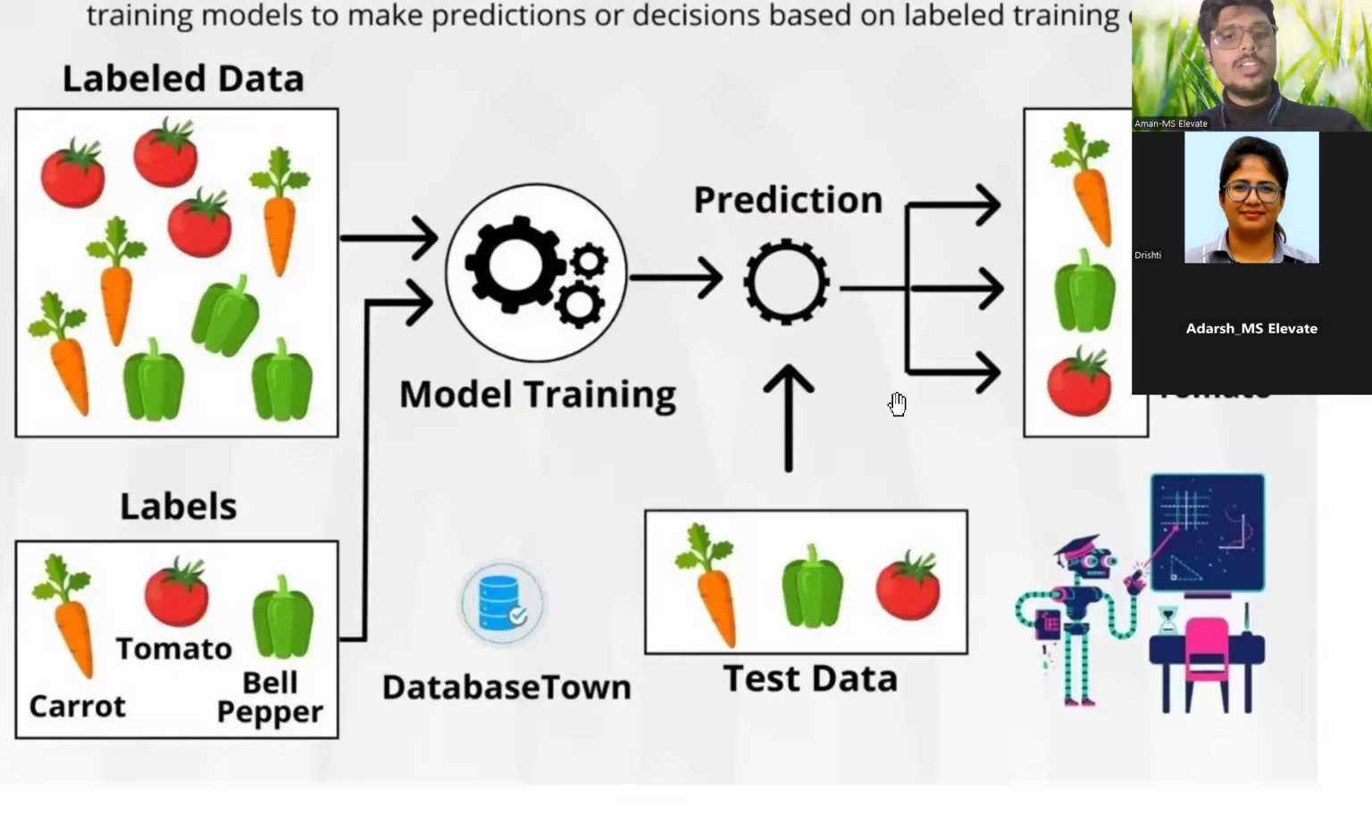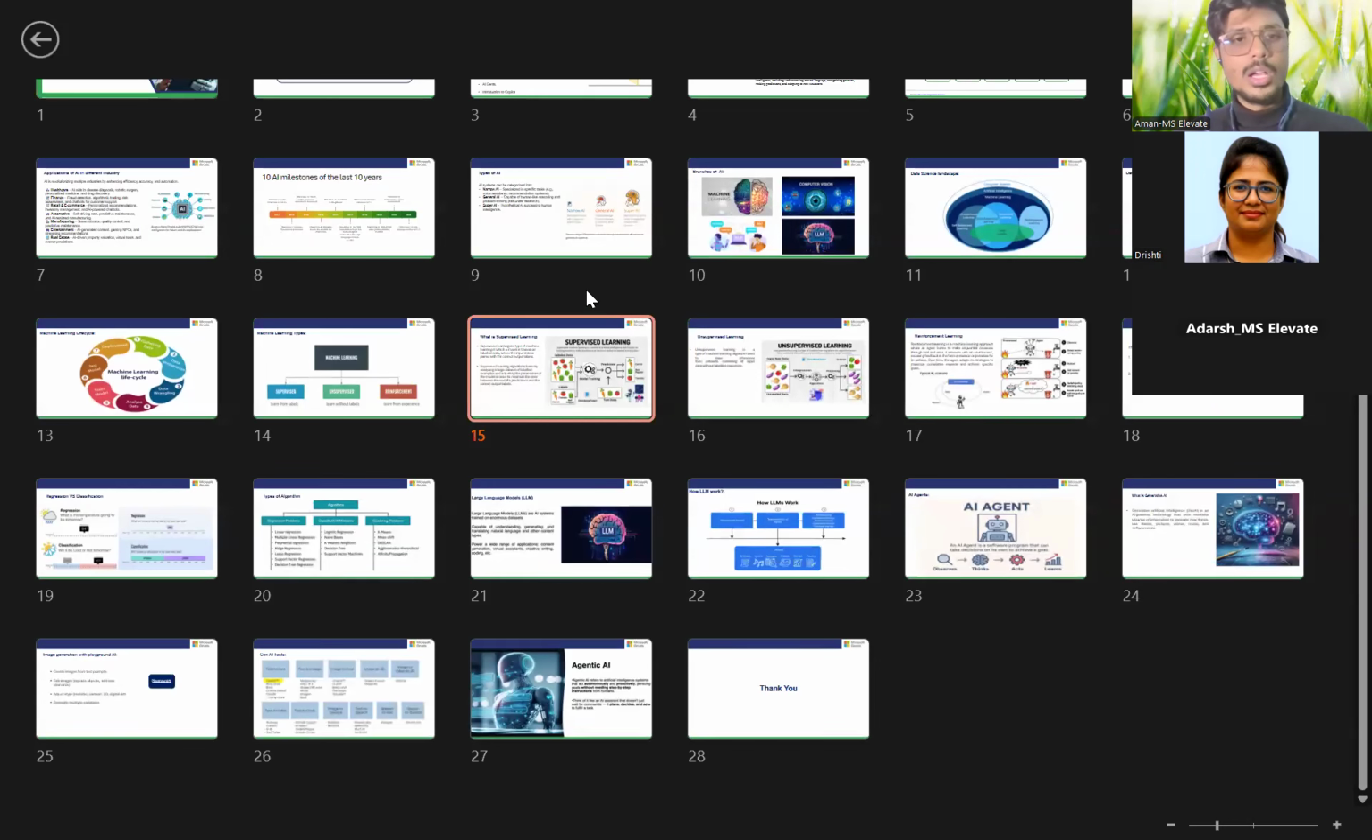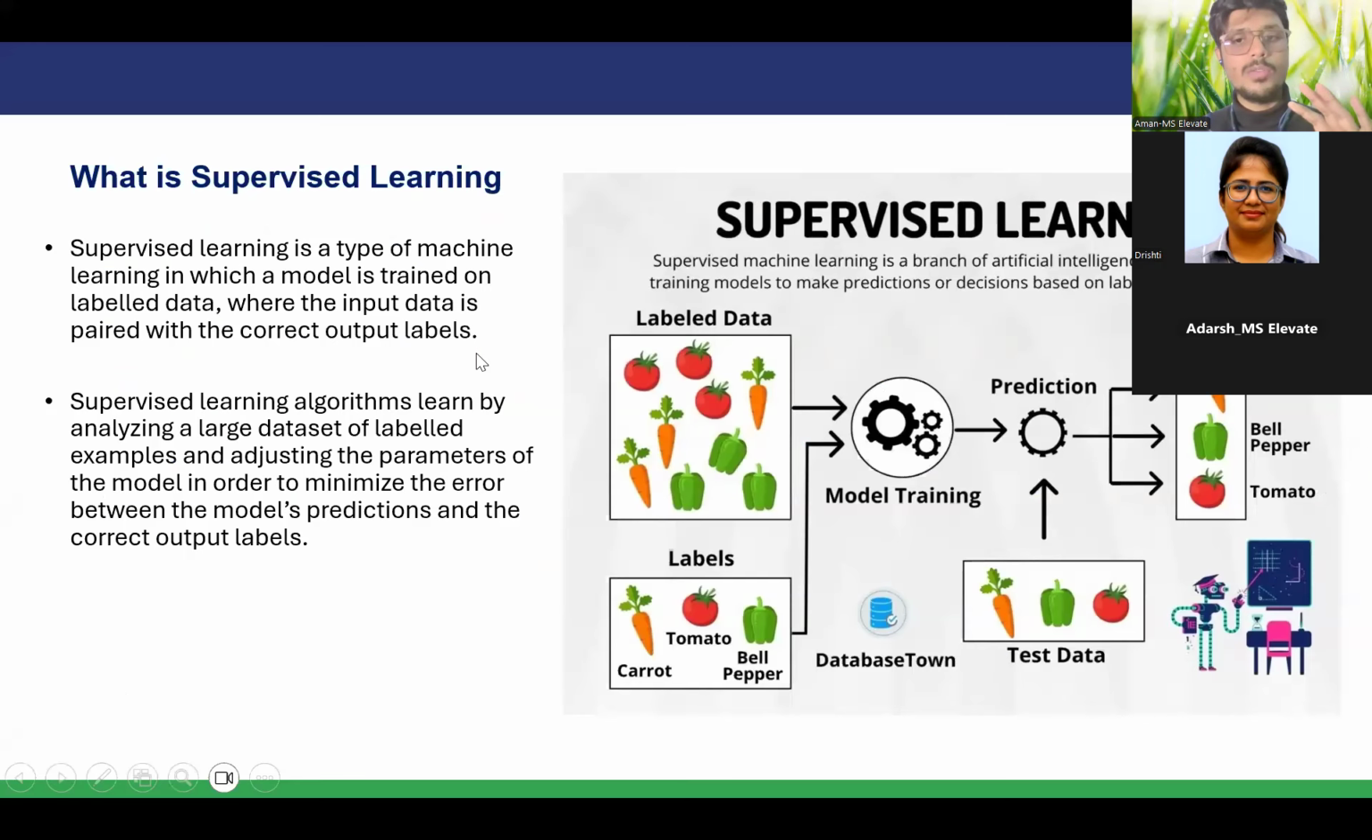So now we'll give three questions. What is this? What is this? What is this? And the task for the machine learning model is to predict what this is. So this is carrot, this is bell pepper, this is tomato. This is how supervised machine learning works.